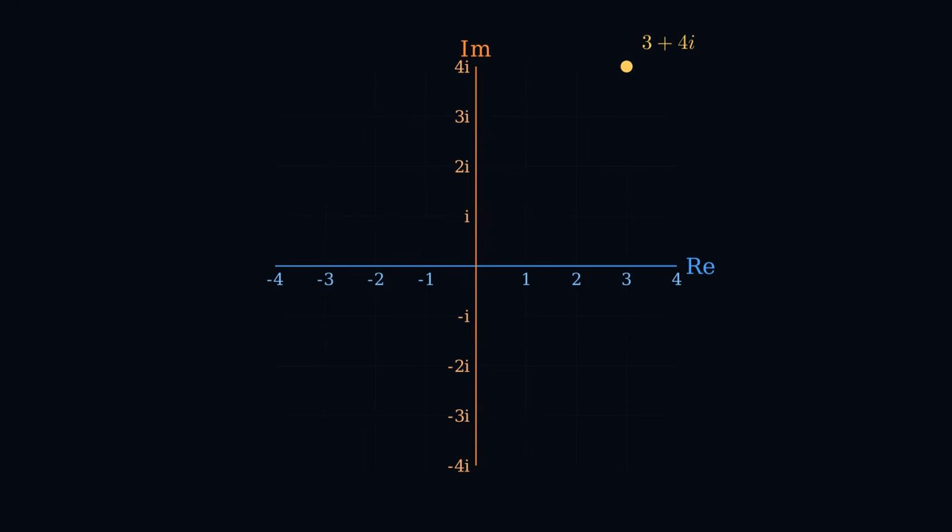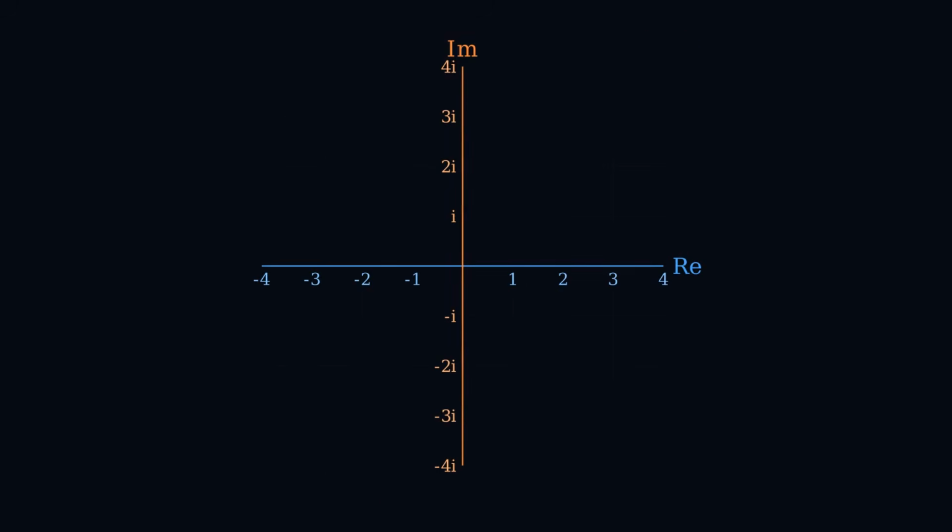A complex number a plus bi is the point (a, b) in a plane, with a along the horizontal, real axis, and b along the vertical, imaginary axis. This is the Argand plane. In this plane, addition of complex numbers behaves exactly like ordinary vector addition. Multiplication is where things get interesting. It does something addition can't.